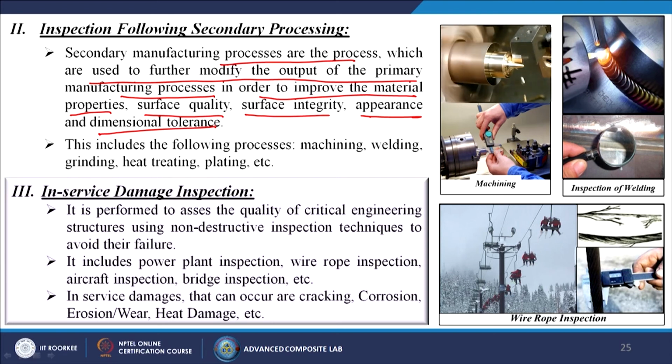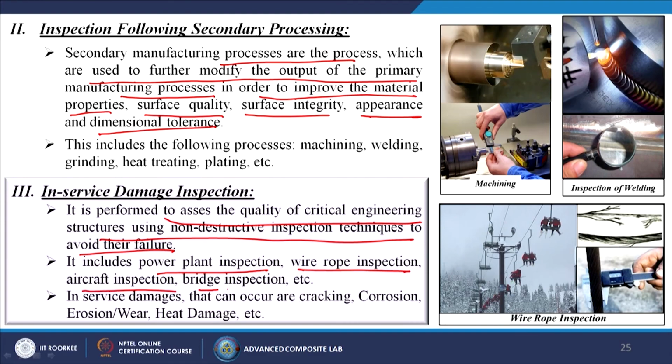Next is in-service damage inspection. It is performed to assess the quality of critical engineering structures using non-destructive inspection techniques to avoid their failure. It includes power plant inspection, wire rope inspection, aircraft inspection, bridge inspection, etc. In-service damages that can occur are cracking, corrosion, erosion, wear, heat damage, etc.